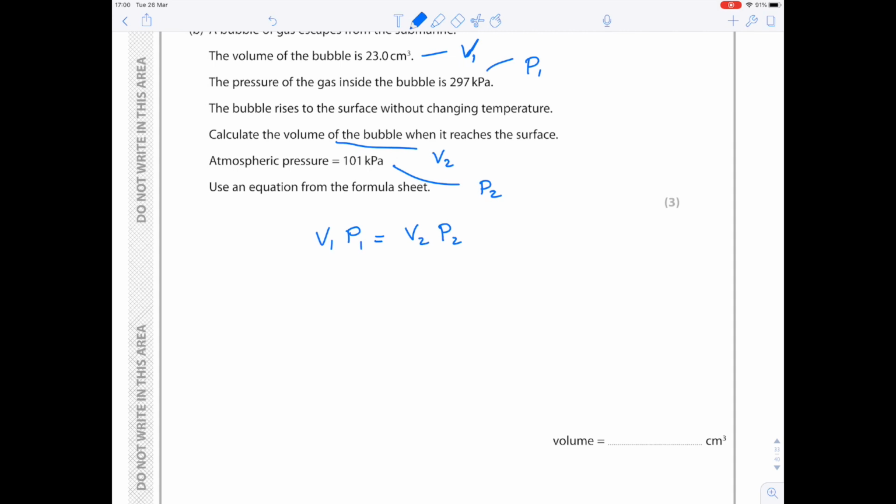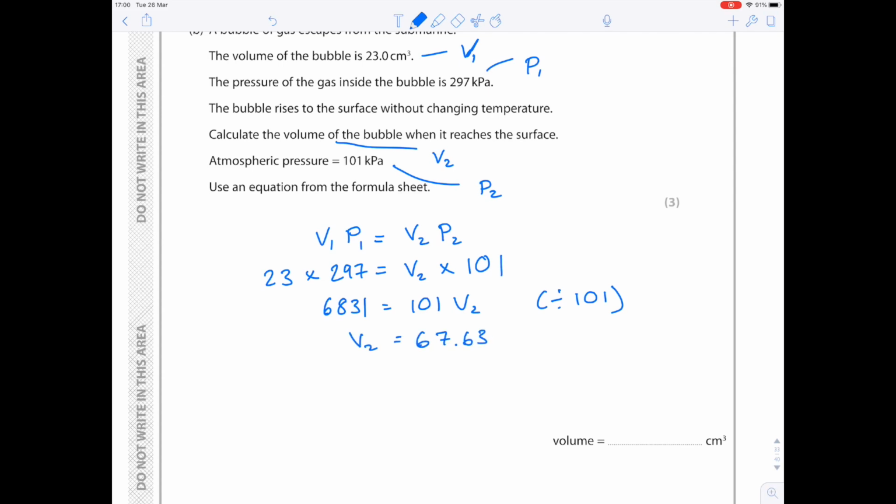V1P1 equals V2P2. Our volume 1 we've been told is 23 centimeters cubed. The first pressure is 297 kPa. Our volume 2 is what we're after, and our pressure 2 is atmospheric pressure, which is 101. Sort out your left-hand side by doing 23 multiplied by 297 to get 6831 equals 101 V2. To get V2 by itself, divide both sides by 101, and therefore V2 equals 67.633, and therefore that is 68 to 2 sig fig.